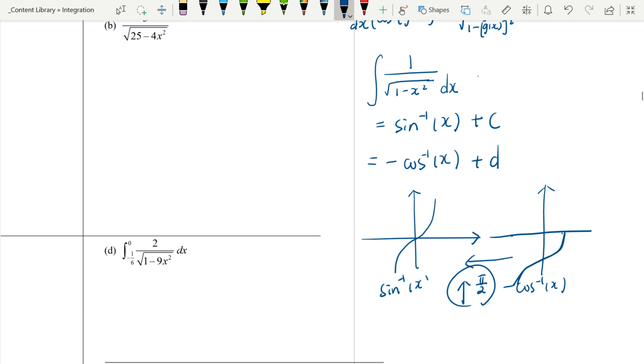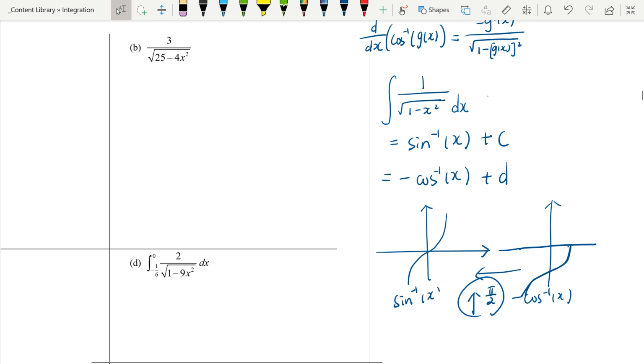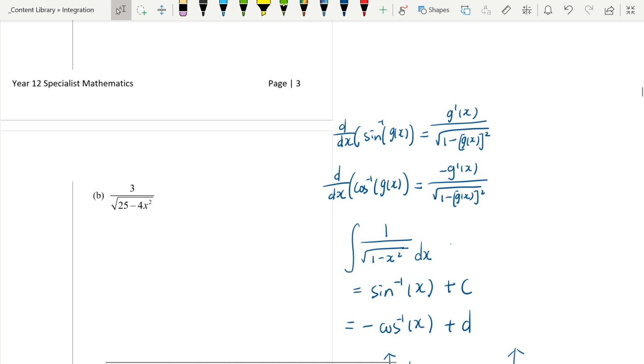So when you use sine inverse x, the C will be different from the D value. If you change the C and D values, you will end up with the same graph. Say if C equals 0 and D equals pi over 2, then those two graphs will be identical, and you will have the same f(x) function by changing the constant. That's why we can have sine inverse and negative cos inverse for the same function. All right, come back to this.